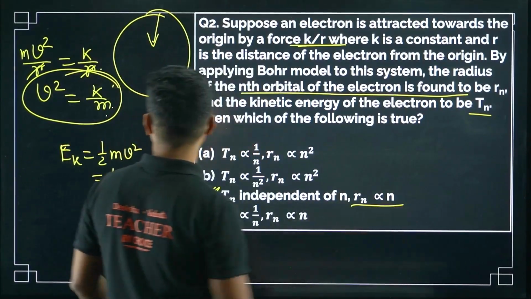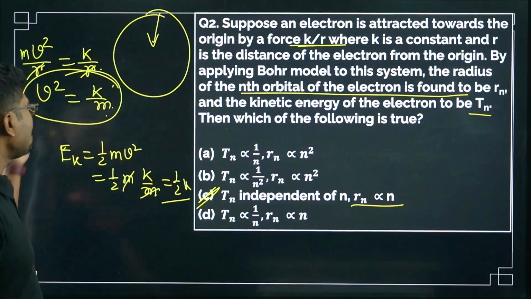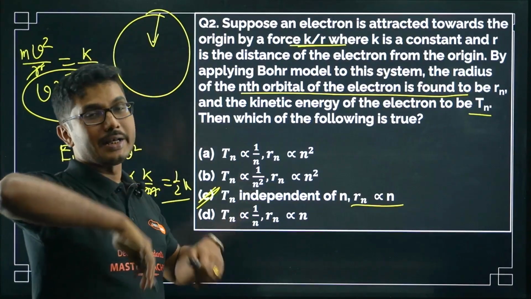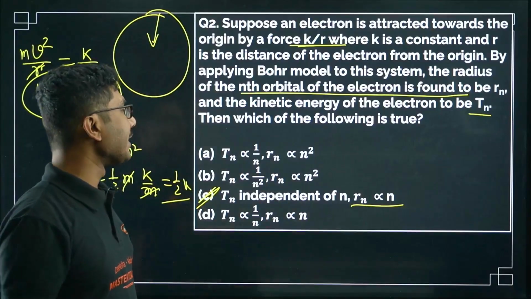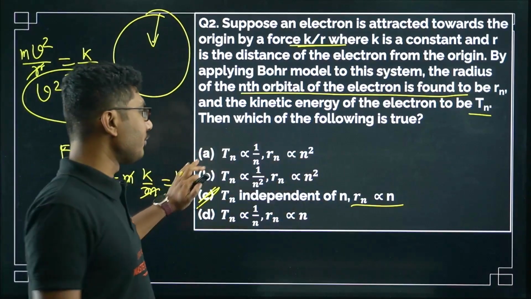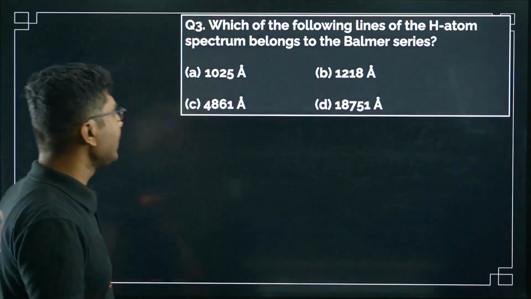Rn you can calculate from here. The relationship between velocity and r, from there you can calculate Rn is directly proportional to n. I am not doing that. I have solved the question by only solving 50% of the part, right?